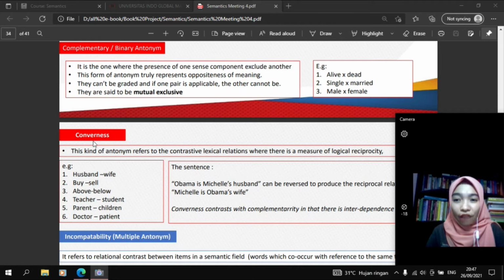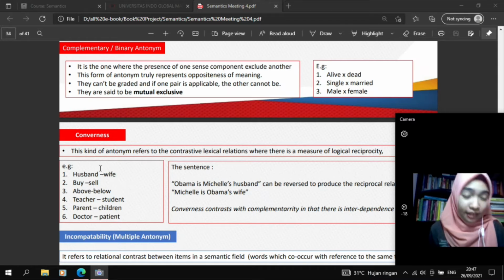The second one, we have converseness kind of antonym. What is converseness? This kind of antonym refers to the constructive lexical relations where there is a measure of logical reciprocity. So, for example, husband, wife, buy, sell, above, below, teacher, student, parent, children, doctor, patient. This is not so stuck like complementary, because if you buy, of course you can also sell, right? It's not that stuck like complementary.